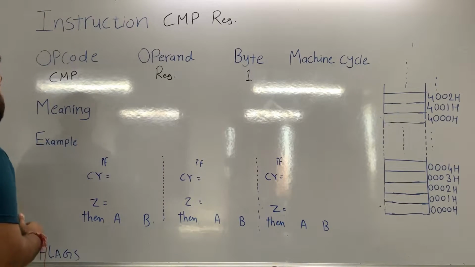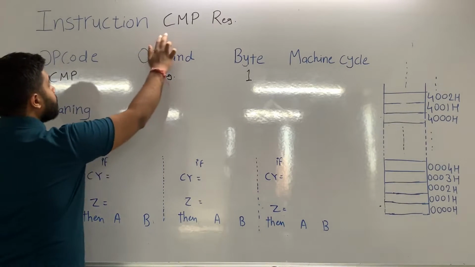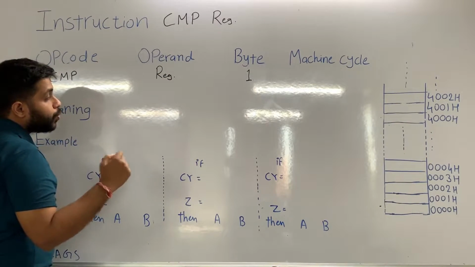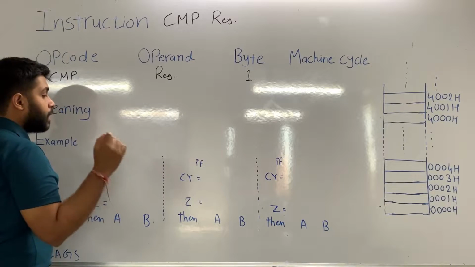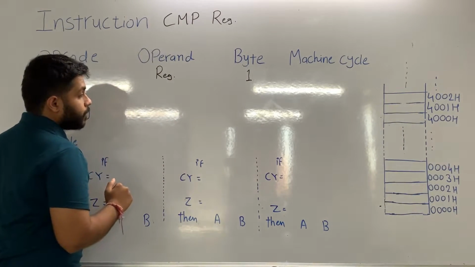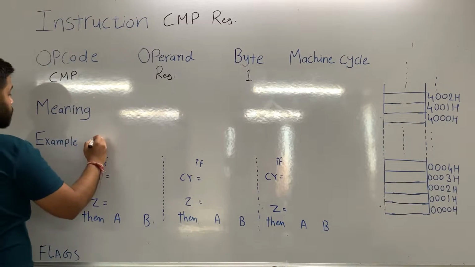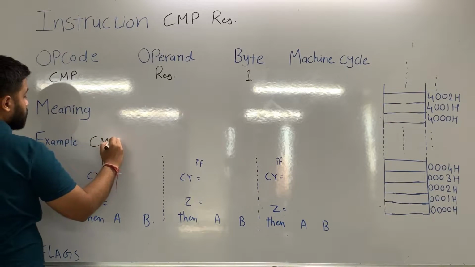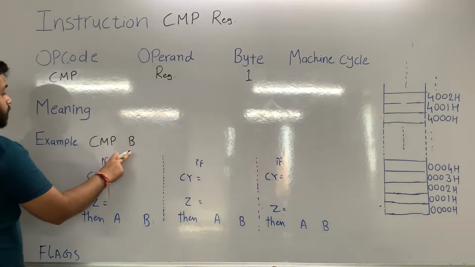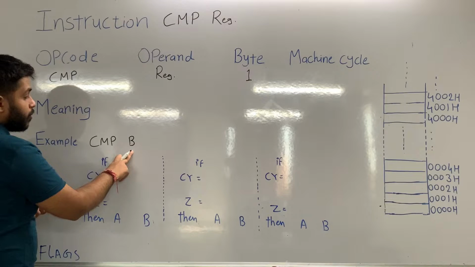What is the meaning of this instruction? Compare register. It means compare the content of register with accumulator. Let's see one example. Suppose the instruction is CMP B. It means compare the content of B with accumulator.